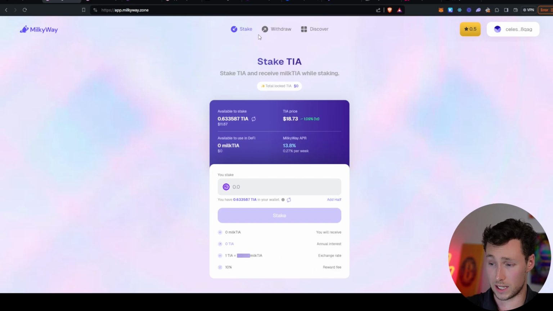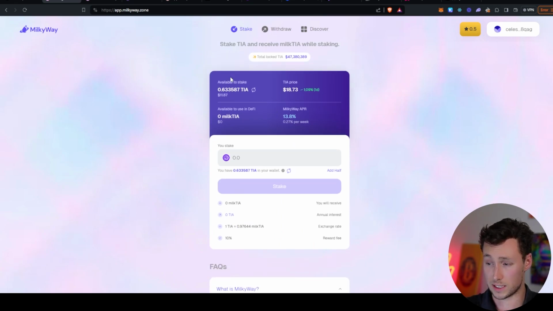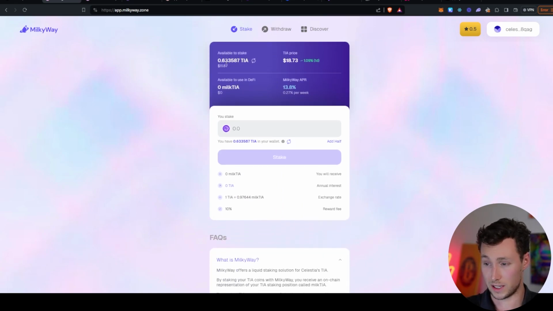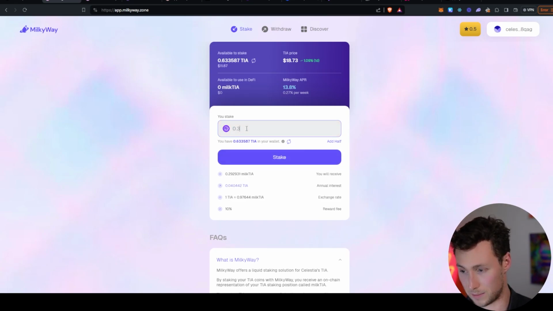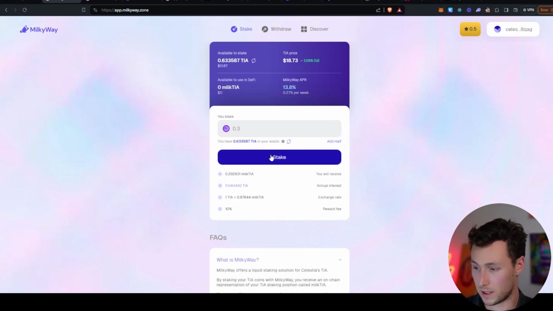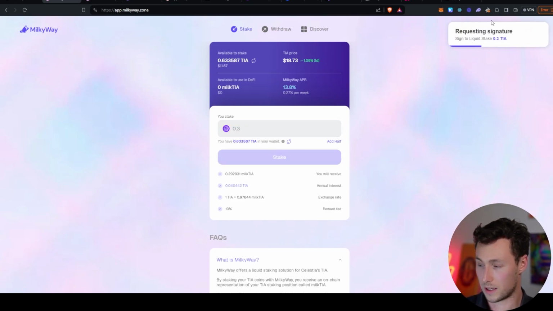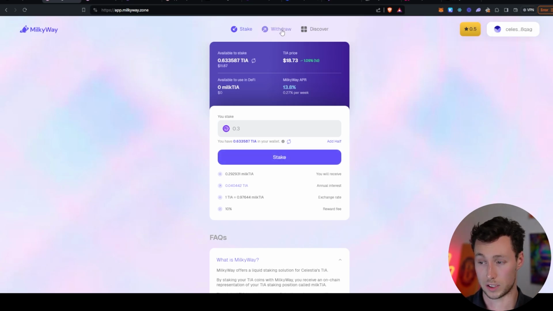And so if you want to stake with this, you just go to the stake TIA section. You'll see the amount of TIA you have in your wallet. In this wallet, I only have a small amount, but you then select, for example, if I wanted to stake 0.3, I would click on stake, and just that simply, I'm going to be prompted to confirm the transaction, and I'll actually be able to stake the TIA directly in MilkyWay, and then I'll get milkTIA in return.